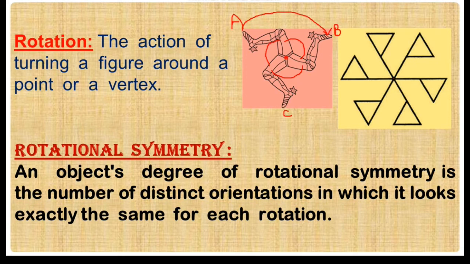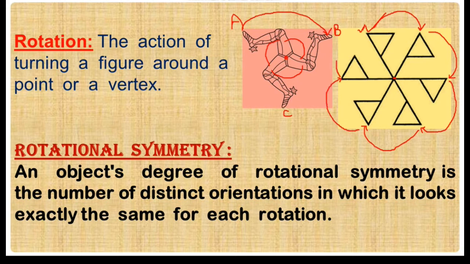Next figure. Suppose I start from this position, and when it comes to this position, the whole figure will be exactly the same as the first one. When it comes to this point, again it will be the same. When it comes to this point, again we get the same shape. When it comes here, again you will get the same.